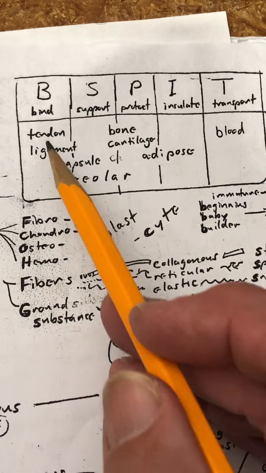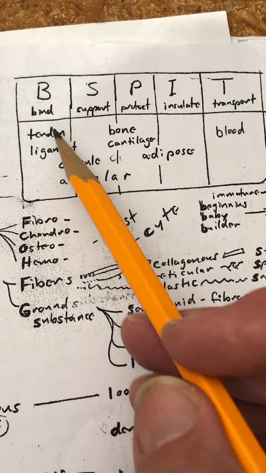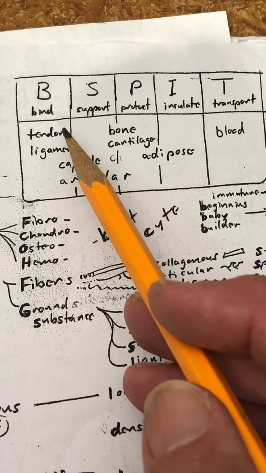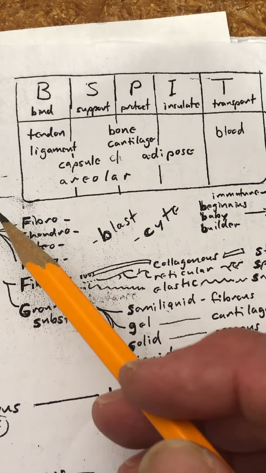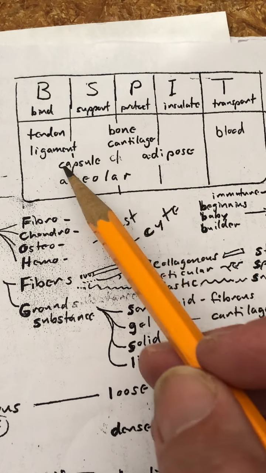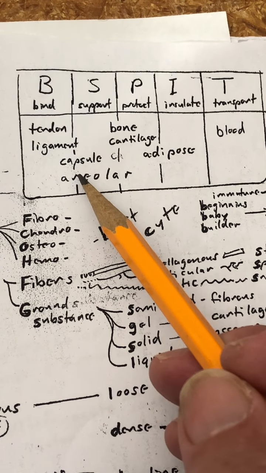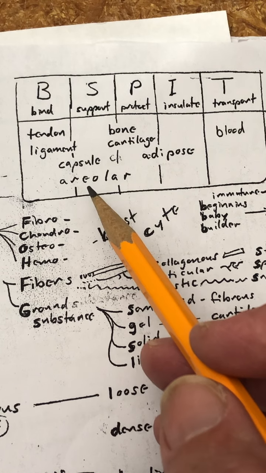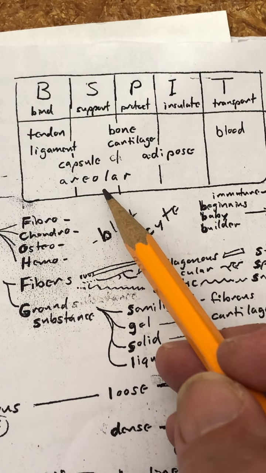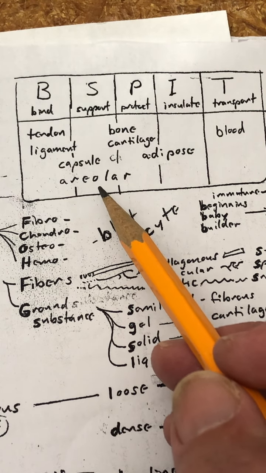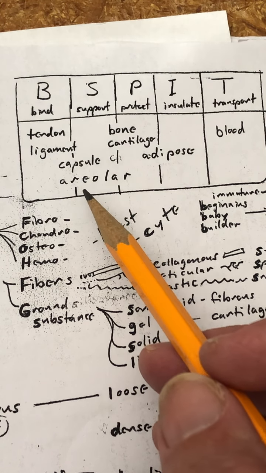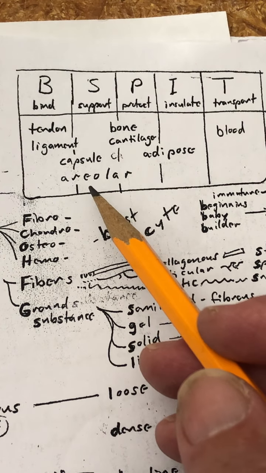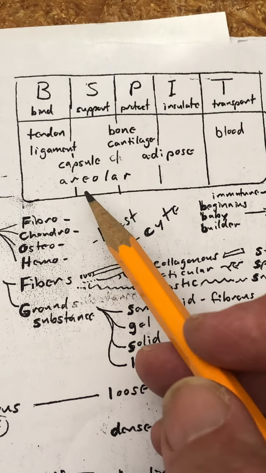As examples, tendons and ligaments bind things together. Tendons bind muscles to bones, generally speaking, and ligaments bind bones to bones, generally speaking. Then as far as support's concerned, the capsules that are found around organs of the body are made of connective tissue. Areolar tissue also supports things inside the body, keeps them from rattling around, and it binds things together, such as your epidermis to your dermis, and your dermis to the structures below that.